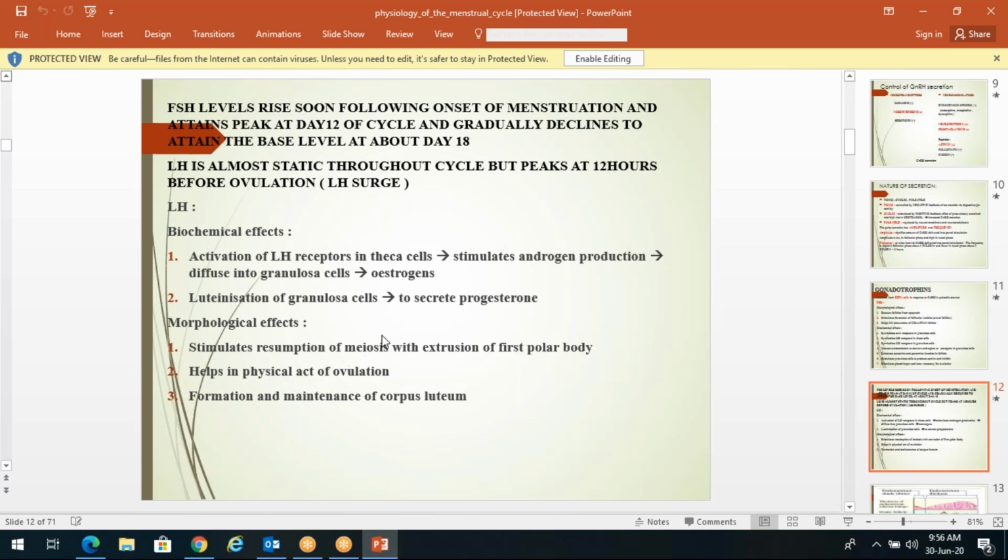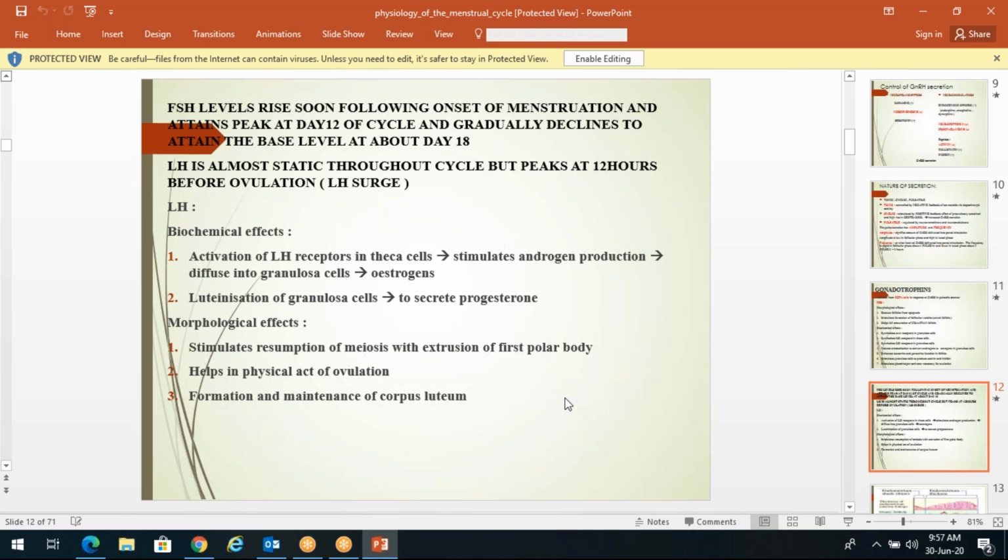And LH is almost static throughout the cycle except for one peak. LH will have a peak at about 12 hours before ovulation. We call it the LH surge. So what are the effects of LH? What are the biochemical effects? What are the morphological effects?